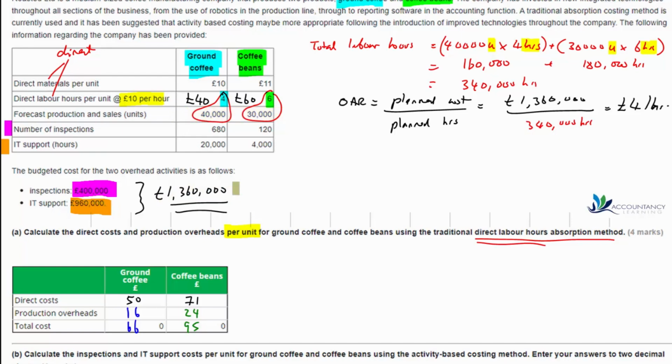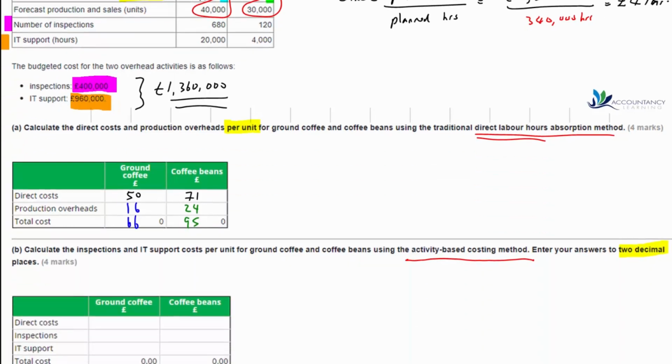Right, what about part B of the task? So calculate the inspections and IT support costs per unit for ground coffee and coffee beans. But now we're going to be using the activity-based costing method. And in this case, it wants our answer to 2 decimal places. So they've given us a table to complete.